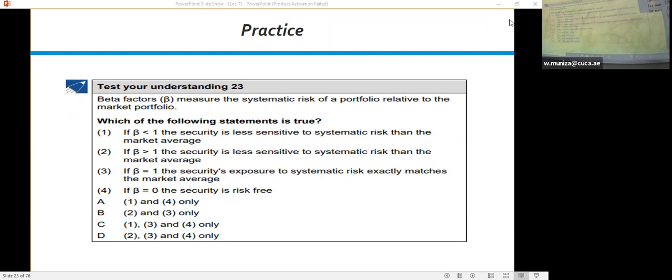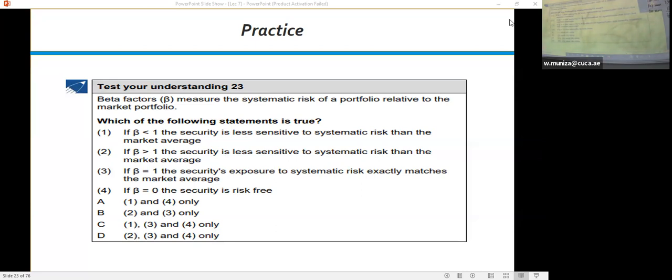Now, understanding number 23. Which of the following statements is true? Beta factors measure the systematic risk of the portfolio relevant to the market portfolio. If beta is lesser than one, the security is less sensitive to the systematic risk than the market average. Is it so? In the previous example, we calculated the beta as 0.7, it was lesser than one. What does that actually mean? It means that your portfolio in which you are investing is lesser sensitive to the volatilities. It is not going to bring so much changes.